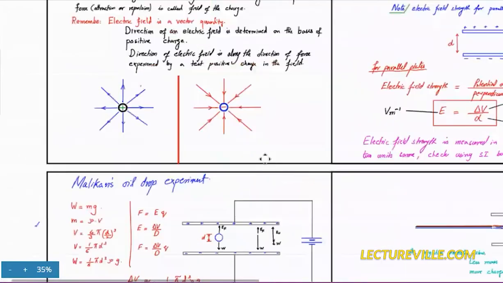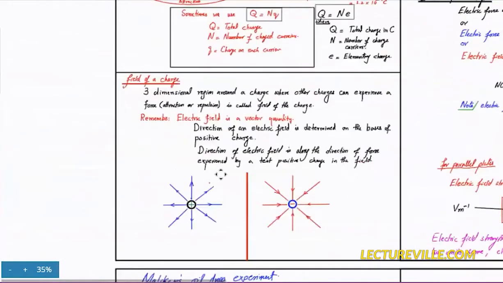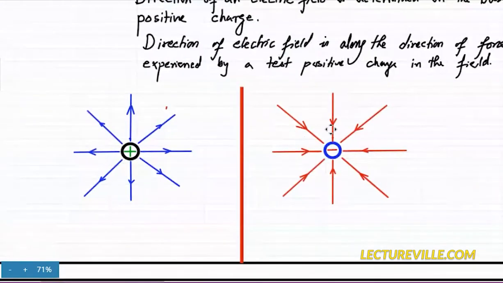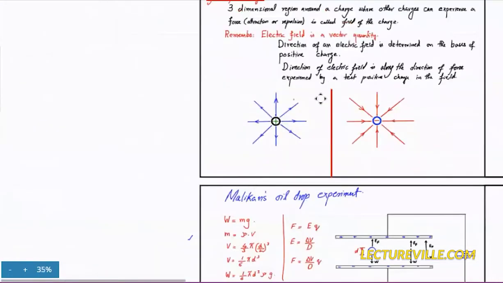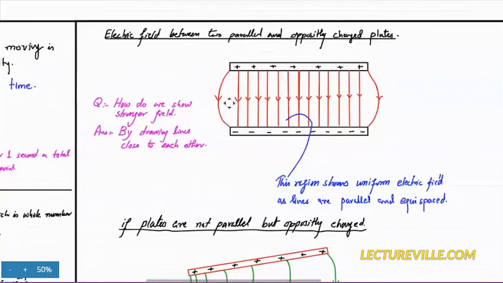Now, field of point charges, for positive it is radially outward, for negative it is radially inward. Then what kind of field is there between two parallel plates? It is always parallel lines, equispaced from positive to negative. So what do these equally spaced lines show? They show a uniform field between the positive and negative plate.